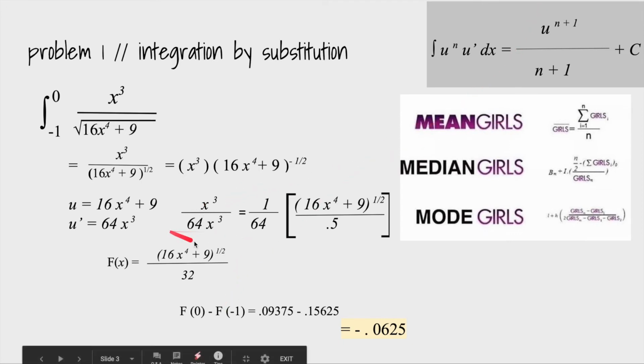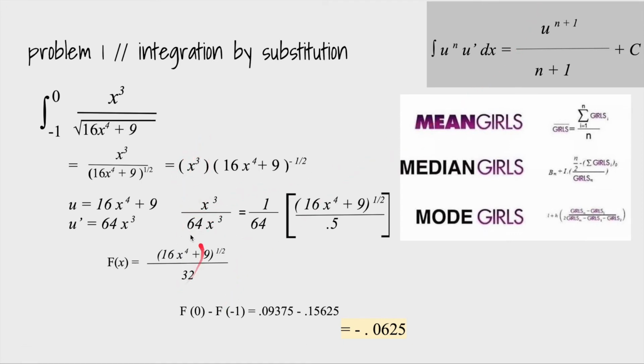Then doing the simple part, sorry, this doesn't go right here. We just do x cubed over u prime, which is 64x cubed, and we get 1 over 64. And then we multiply that times (16x to the power of 4 plus 9) to the 1/2, because we have 1/2 now because it's n plus 1. That would be -1/2 plus 2 over 2, and -1 plus 2 equals 1, and we get 1/2. I would have put the fraction 1 divided by 1 over 2, but it would have been complicating, so we just put 0.5.